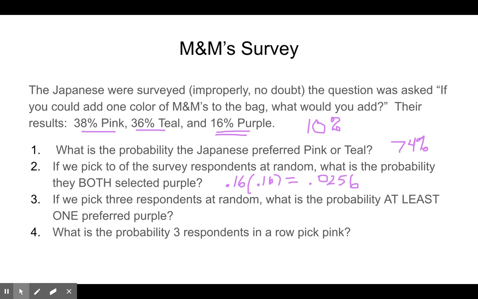So if we pick three respondents at random, what's the probability at least one preferred purple? Okay, so this is purple, 16%, but they say at least one. Let me erase this stuff because I want to write this out for you. So we're picking three people, 16% purple. I'm going to use this 16% here. And you have to think about all the possibilities.